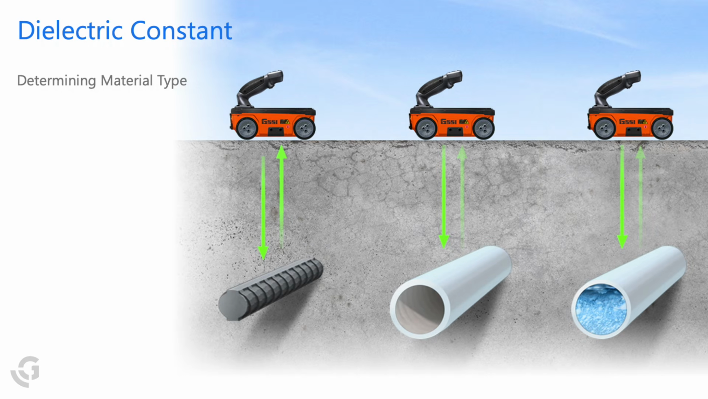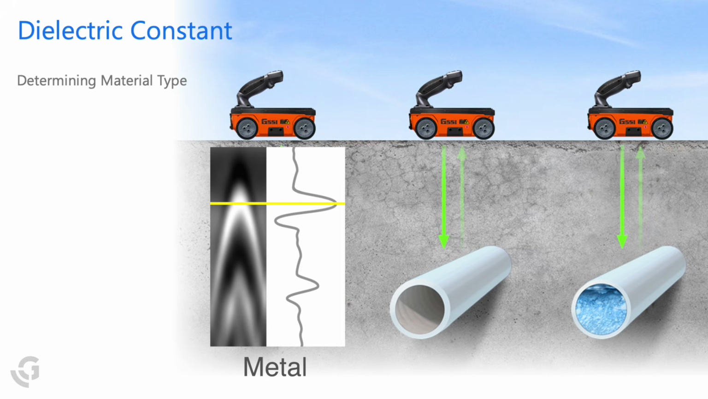Determining material type. Let's say we have some average concrete with a dielectric of 10. We encounter a metal target which has an infinite dielectric. We're going from 10 to infinity, which is a low to a high change, which is positive. In this case, the first strongest color is going to be white for metal.